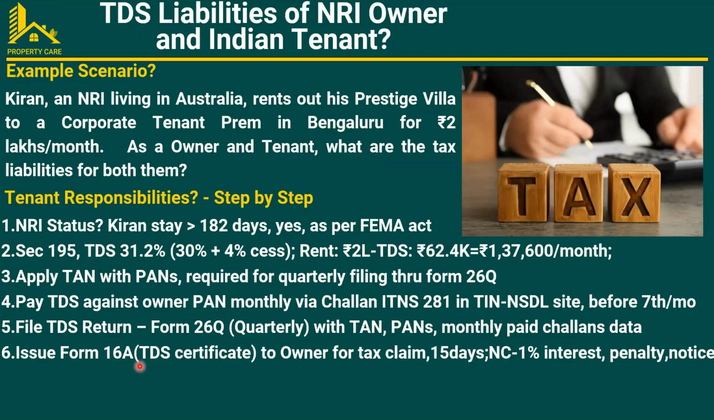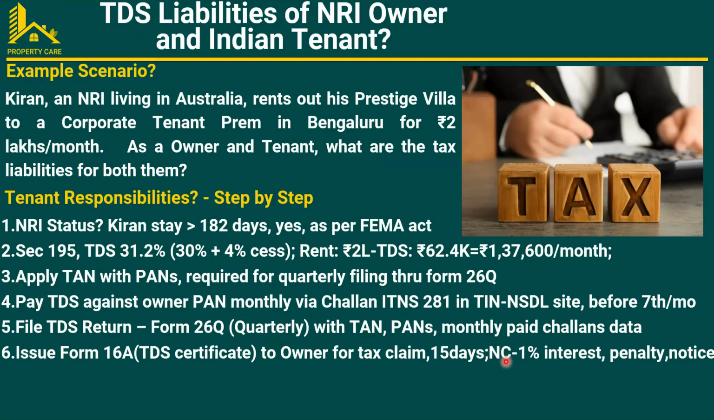Issue the Form 16A TDS certificate. Form 16A is a TDS certificate that should be given to the owner for his tax claims. So he can see that Form 26A is on his login, and whether these credits are happening under his login, he can check it. Whatever TDS was deducted, he can offset against his tax liability when he files his income tax return. This should be given to the owner within 15 days after filing Form 26Q.